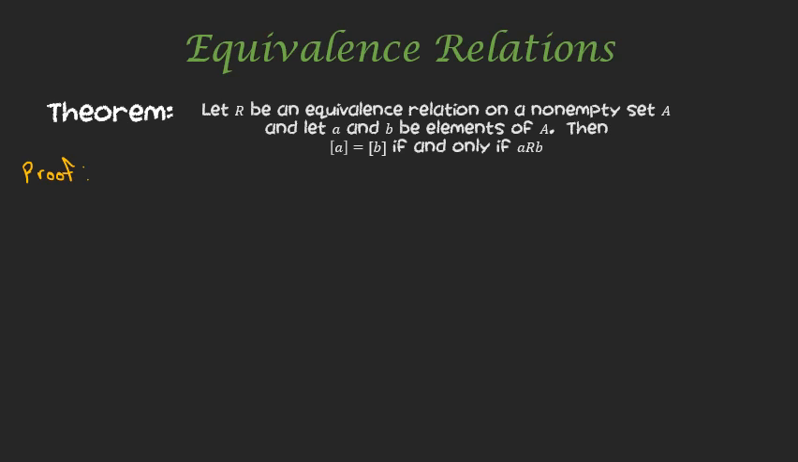So this is an if and only if, so we need to show two directions. I'll use my notation here: forward direction. In this case, I want to assume the hypothesis, assume the equivalence class containing a is equal to the equivalence class containing b, and I want to show that a is related to b.